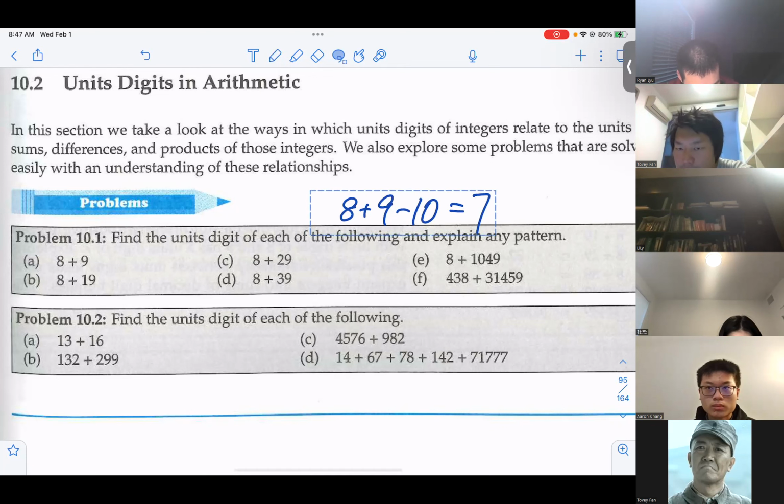No problem? Okay, so this tells you how to determine the units digit in other number systems. You add the units digits or subtract the units digits. And if the result is greater than the base number, you're gonna minus that base number.